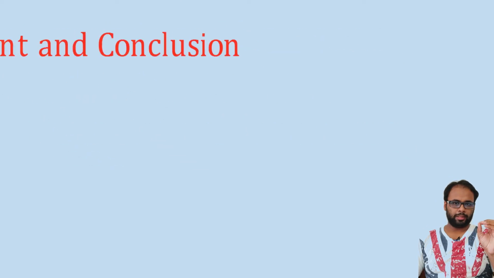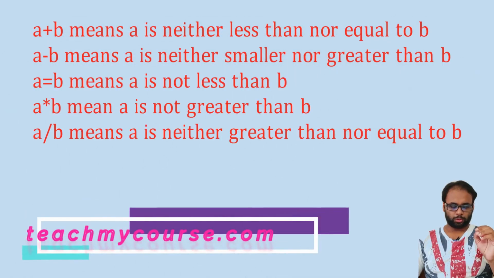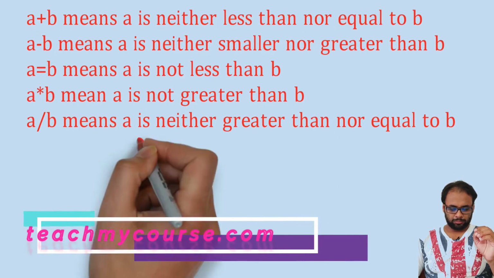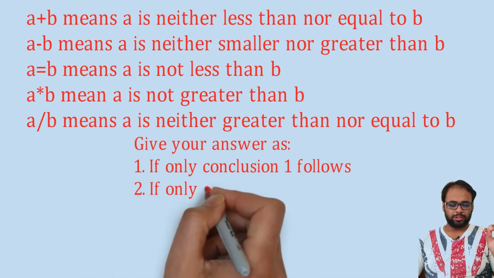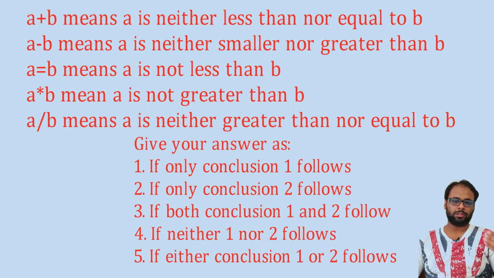The question gives us some facts like a plus b. These are actually the notations. A plus b means a is neither less than nor equal to b. A minus b is given some meaning, a equal to b is given some meaning, a star b is given some meaning, and a divided by b gives some meaning. You can read it out here.